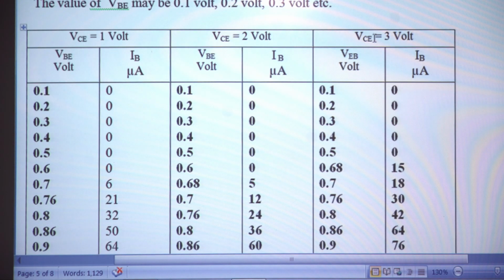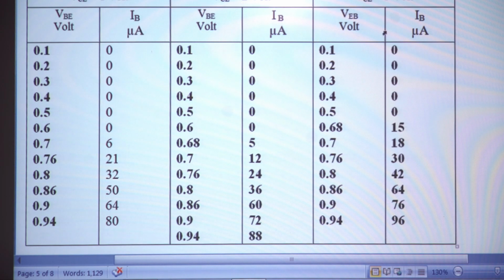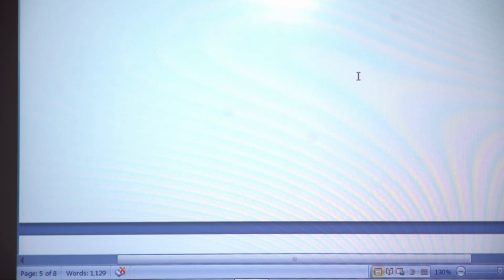Then again, VCE is equal to 3 volt. The VBE value is changed. When VBE is equal to 0.68, IB is equal to 15. When VBE is equal to 0.7, IB is equal to 18. When VBE is equal to 0.8, IB is equal to 42, and so on. So with the help of these VBE and IB values at a constant VCE, we can plot the graph.